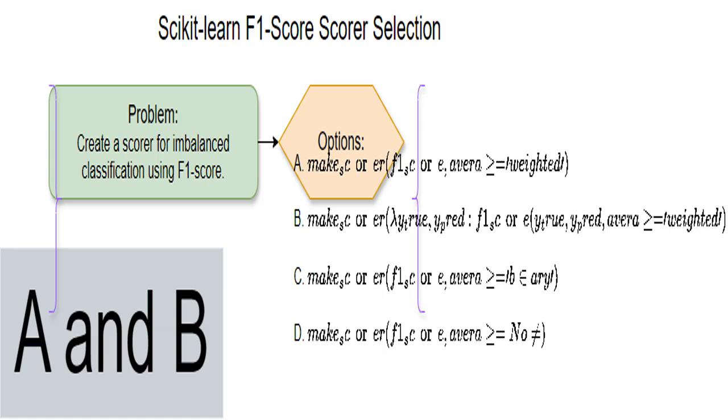Correct answers are A and B. Both create scorers that calculate the weighted F1 score, which is exactly what I need for my imbalanced dataset. A is more concise. Both A and B are winners.